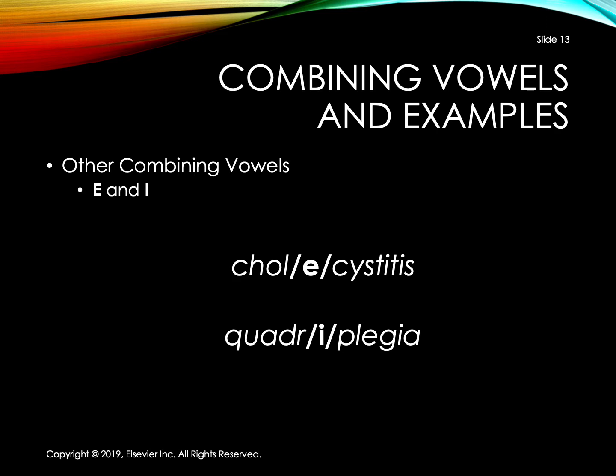So other combining vowels. We already said that O is the typical one, but there are a couple of exceptions. Sometimes we use E and sometimes we use I. The top example you see here is cholecystitis, which is inflammation of the gallbladder, and then quadriplegia, which means four limbs being paralyzed.